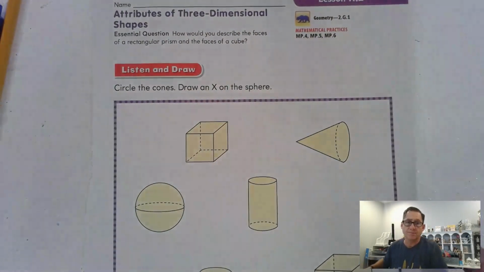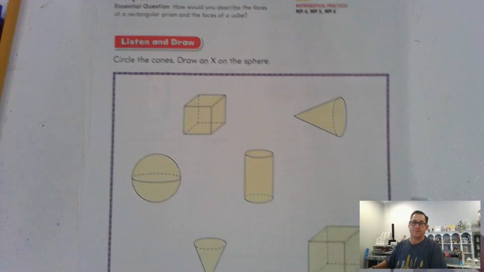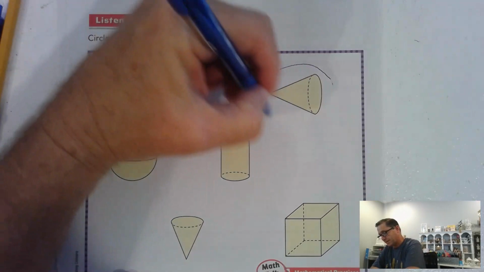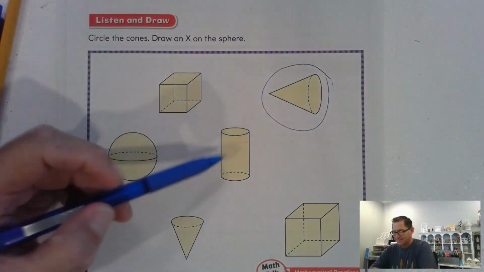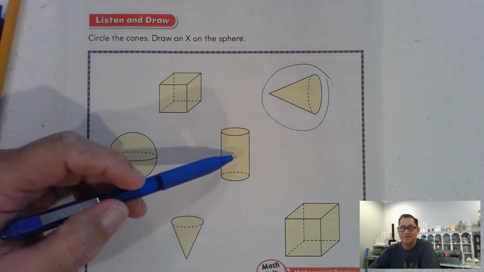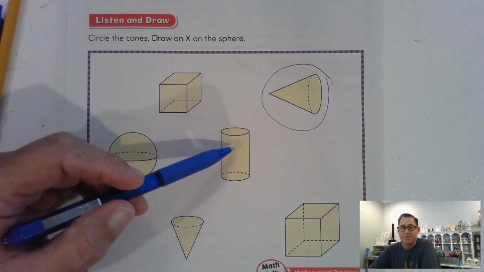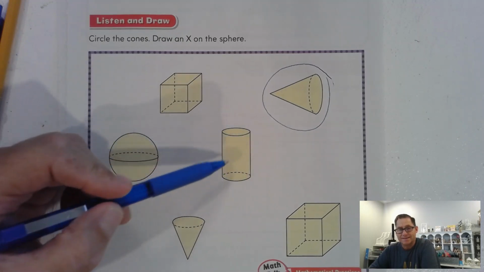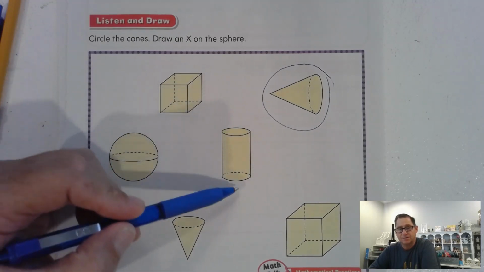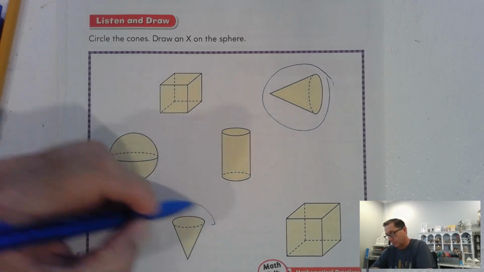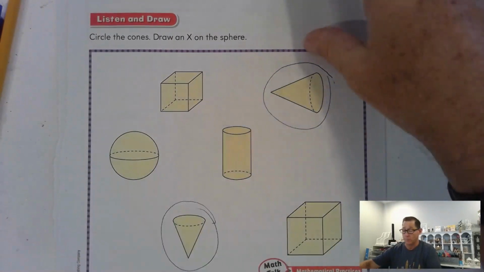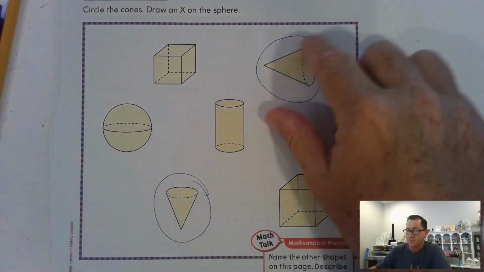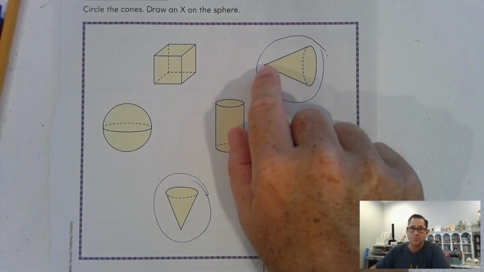Circle the cones and draw an X on the sphere. So let's circle the cones. Well, that's one. This is not a cone. It does have a curved surface, but it doesn't have a point at the end. It doesn't go into a point like an ice cream cone or a party hat or a traffic cone. So those are cones. They do have curved surfaces and they narrow into a point.